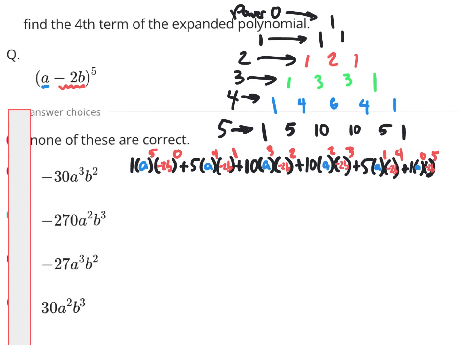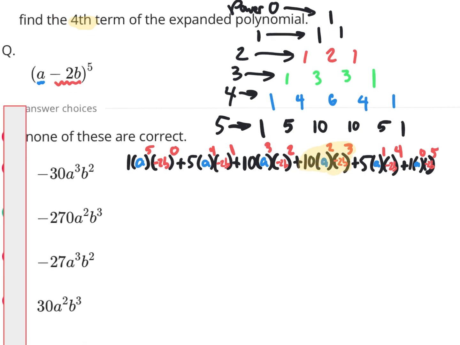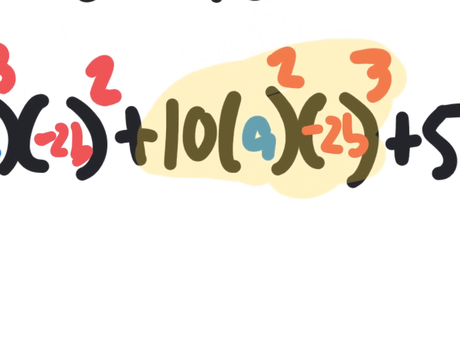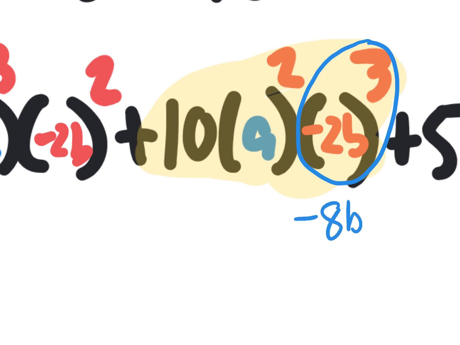And finally, they are asking for the 4th term. So this is your first term plus your second term plus your third term plus your 4th term. So your 4th term will be whatever we get right here. Okay, so let's focus in on this highlighted part, and we're going to do this math. You're going to, of course, work on negative 2b to the third. That's really negative 2b times negative 2b times negative 2b, which will be a negative 8b to the third.